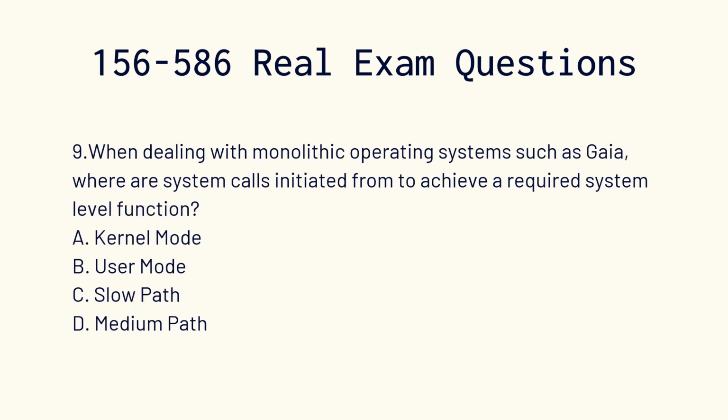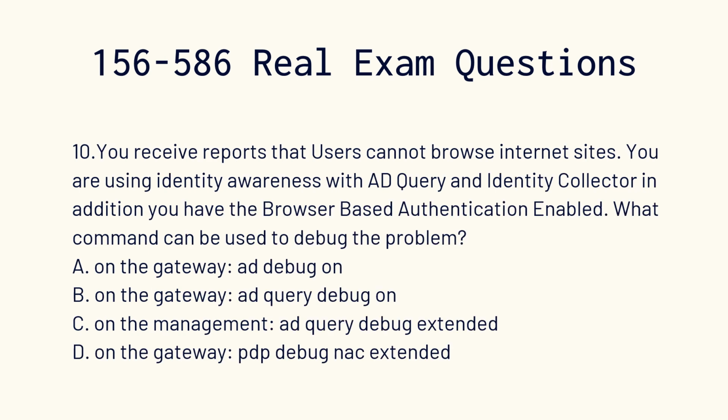9. When dealing with monolithic operating systems such as Gaia, where are system calls initiated from to achieve a required system-level function? A. Kernel mode. B. User mode. C. Slow path. D. Medium path.